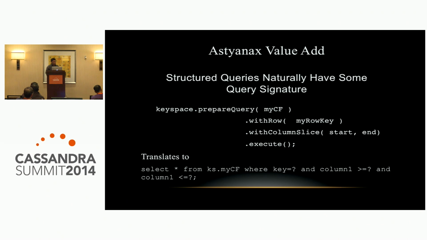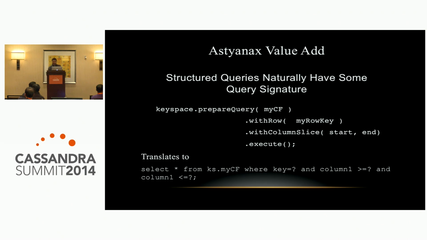The cool thing about this is all these structured queries have an innate query signature underneath. Astyanax can now look at that structured query and say, I know what the prepared statement should be, because I can predictably tell what the Java driver query should be. And that's right below: select star from table where key is this and column 1 is in this range. Oh yes, I said column 1. That is true. I'll tell you more about it in another slide.